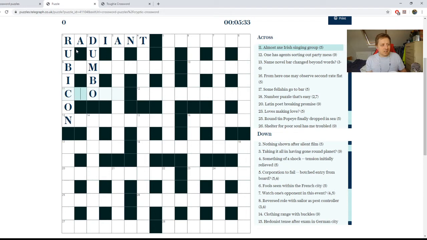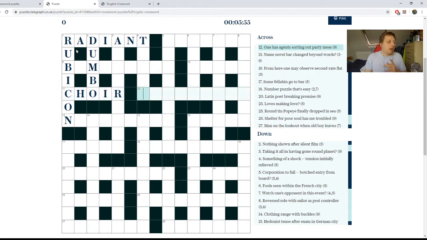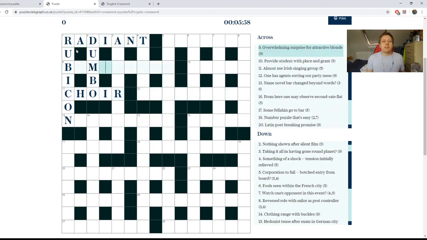Is there an axe? Oh goodness. Yes, choir. I totally suckered into the surface reading there. So if you axe something, you chop it, but it's almost, so we don't have the last letter. Irish is IR, and then we get choir. Completely suckered into that. And it would be the cause as well, wouldn't it? Probably.